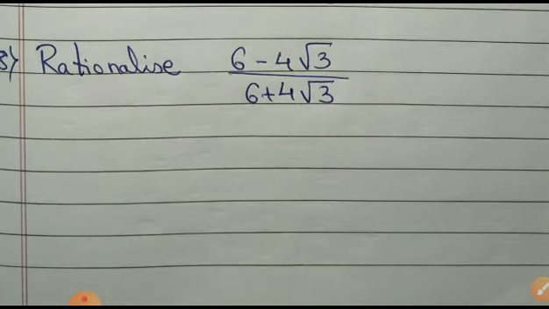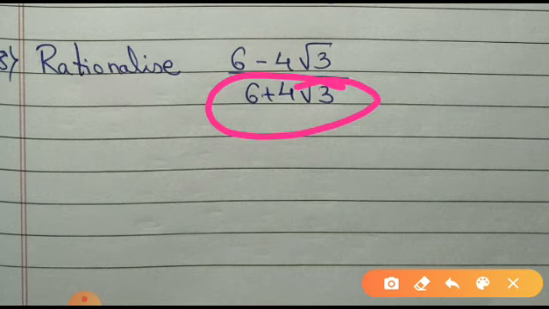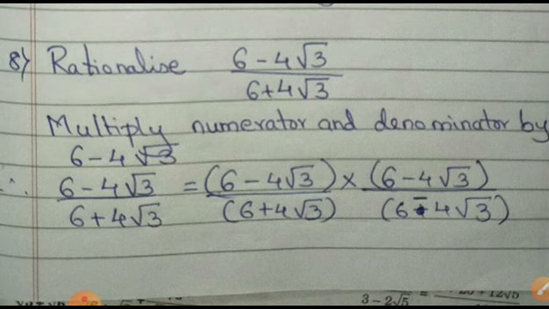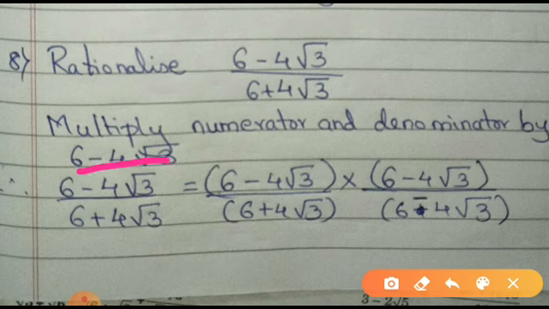Okay, now next, rationalize it. That is 6 minus 4 root 3 by 6 plus 4 root 3. Same, it's a binomial, so multiply with what? Since it is plus here, I have to multiply with minus. So I'll be multiplying your numerator and denominator by 6 minus 4 root 3.